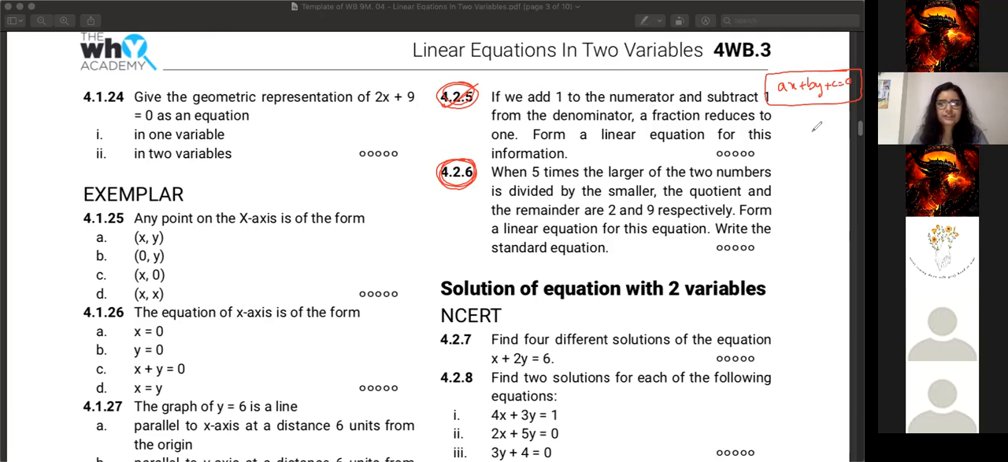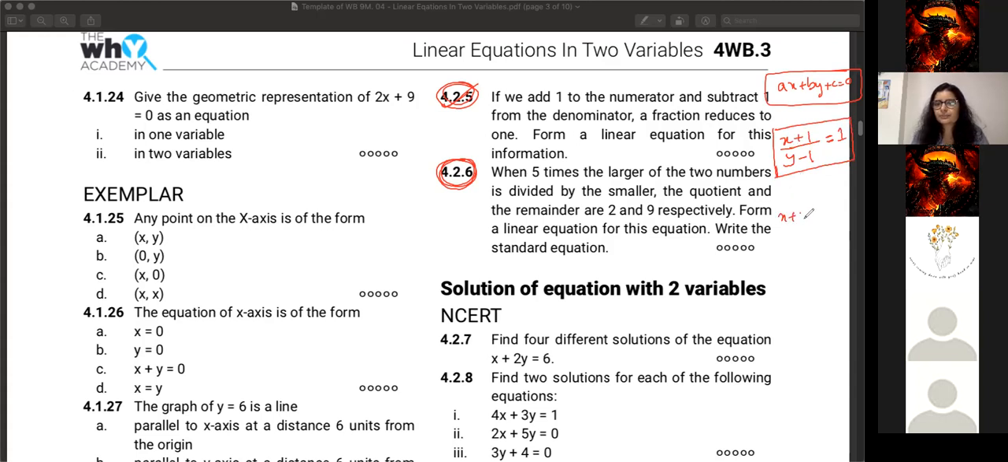So this is pretty straightforward. Add 1 to the numerator. So कोई तो fraction है, we don't know. Let's call it x by y. Numerator x को if you add 1 and denominator y में से if you subtract 1, it reduces to 1. तो इसका value will be equal to 1. So this is how you form it. बस इसको simplify करना पड़ेगा.